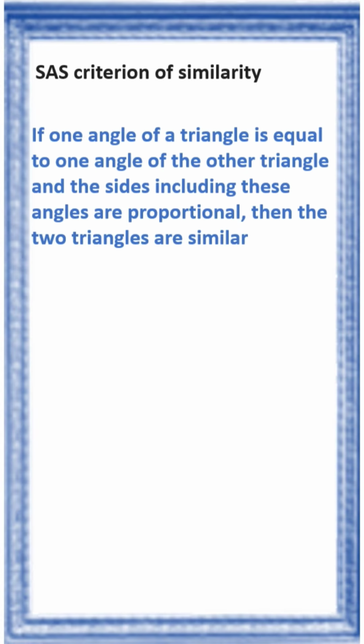SAS criterion of similarity. If one angle of a triangle is equal to one angle of another triangle, and the sides including these angles are proportional, then the two triangles are similar.